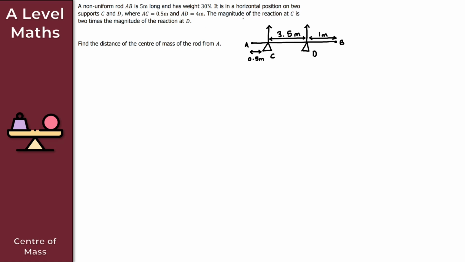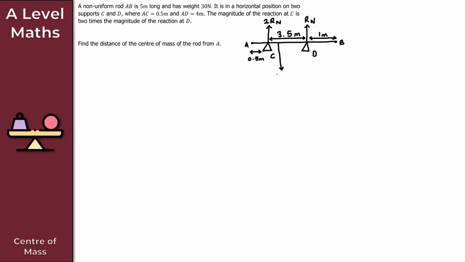Now, if the magnitude of the reaction at C is 2 times the magnitude of the reaction at D, if the reaction at D is simply given as R, so that would be R newtons here, then the magnitude of the reaction at C is going to be double that. So if the reaction at D is R, this would be 2R newtons, like so. And then don't forget, we also have the weight of the non-uniform rod. Because it's a non-uniform rod, the centre of mass will not act at the midpoint. So let's just say it's somewhere around here, not at the middle, a little bit further to the left.